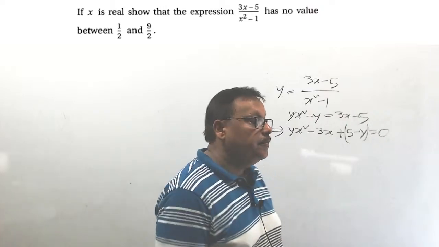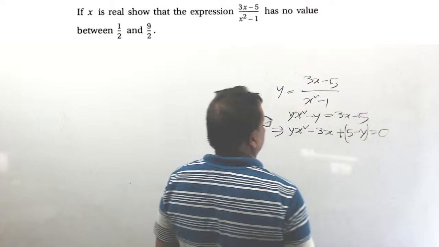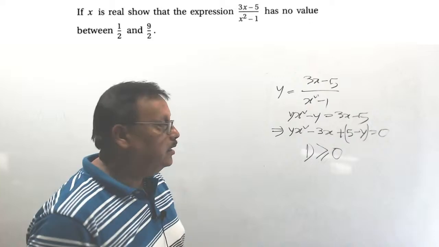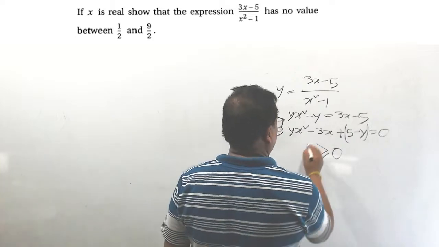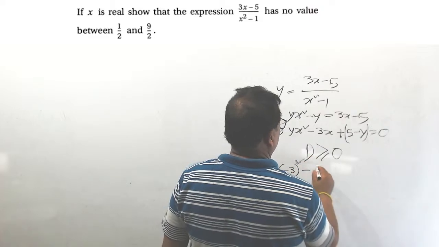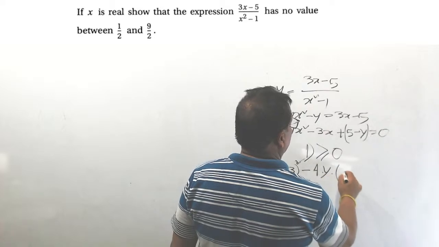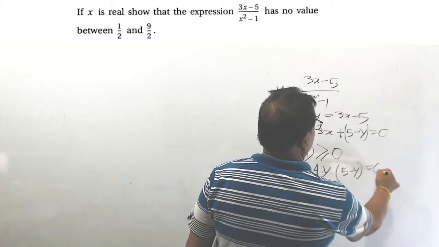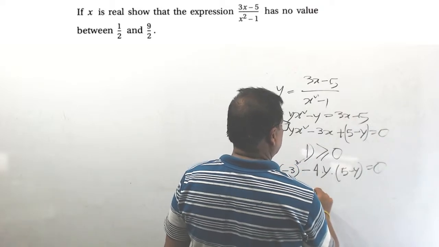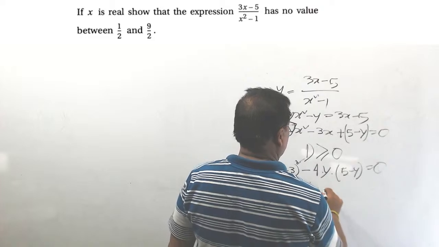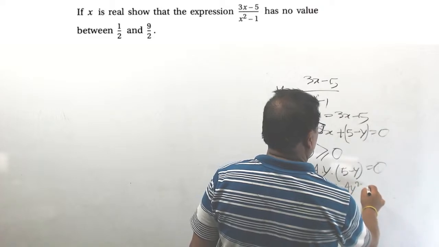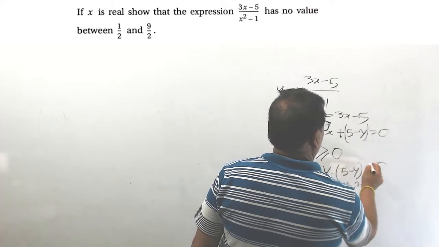For real values of x, D will be greater than or equal to 0. Clear? D means what? B square minus 4ac. That is minus 3, B square, minus 4 into a, which is y. C means what? Y minus y equals 0. This implies 9 minus 4y into 5 plus 4y into y square, greater than or equal to 0.